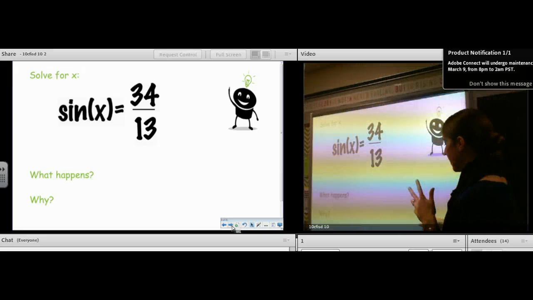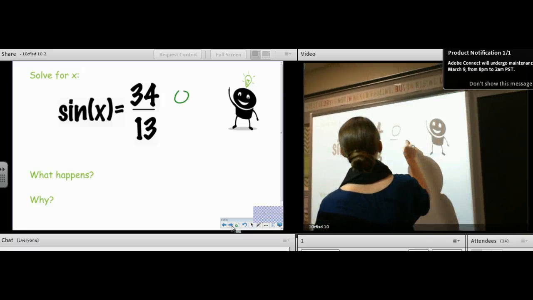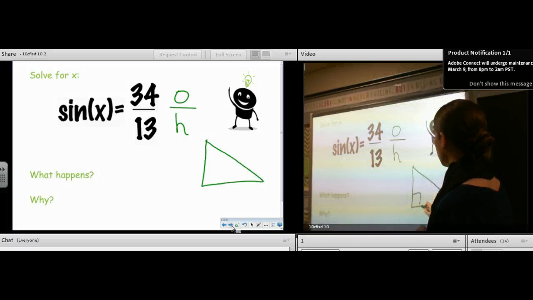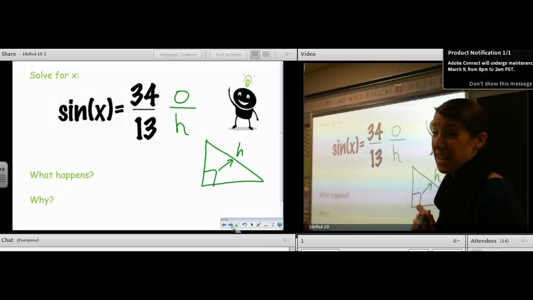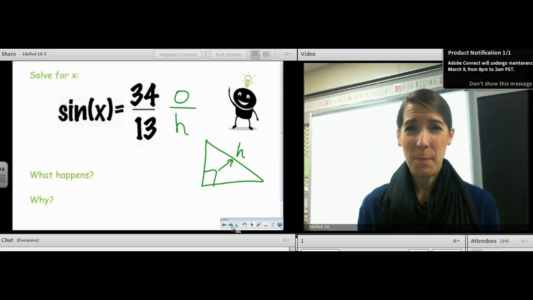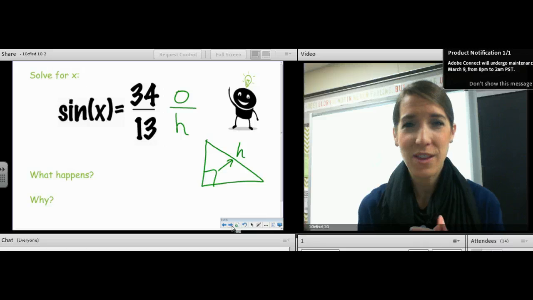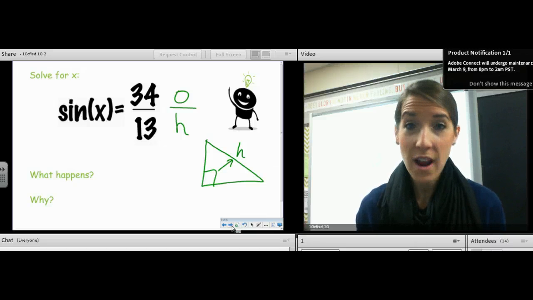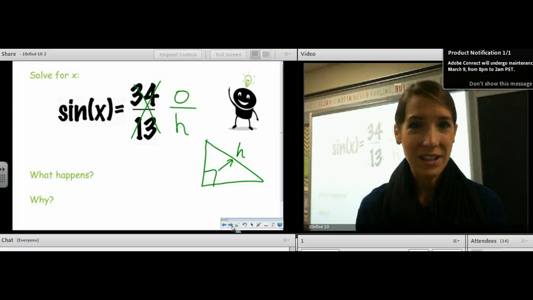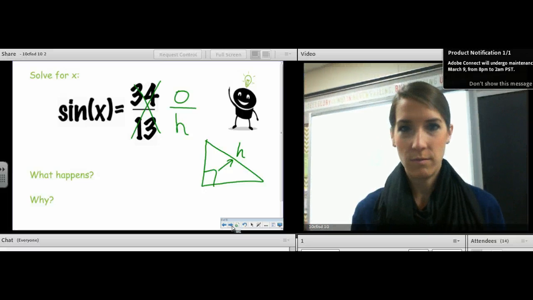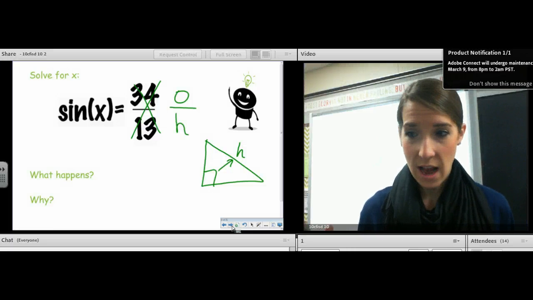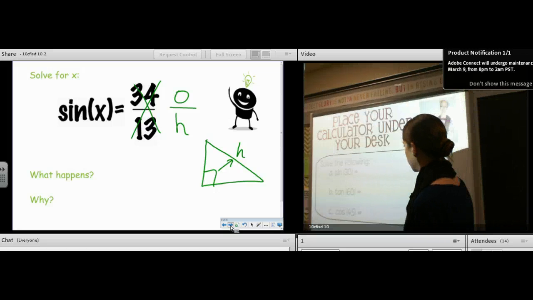So the sine ratio is opposite over hypotenuse. Well, wait a minute. We learned a long time ago that the hypotenuse is always the longest side of the triangle. So how can the opposite be 34 and the hypotenuse be 13? That would not make a right triangle. So therefore you can't do trig, because trig doesn't work on a non-right triangle. So that's why you're getting an error. Good.